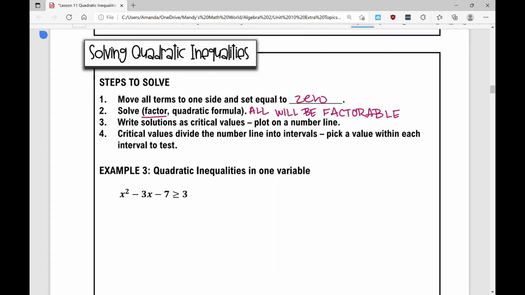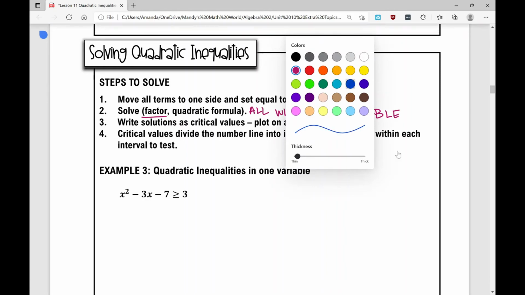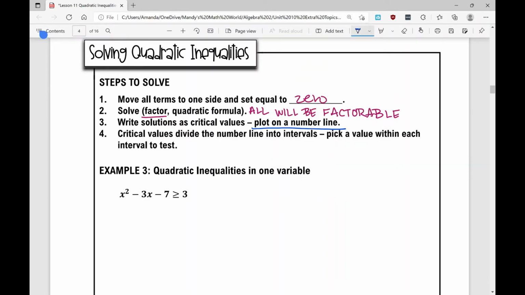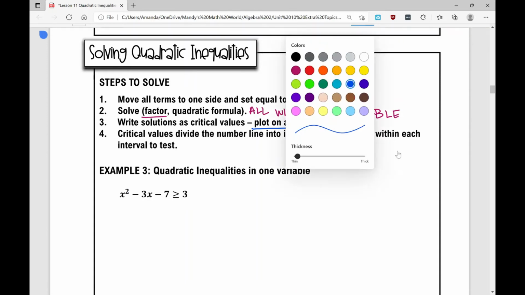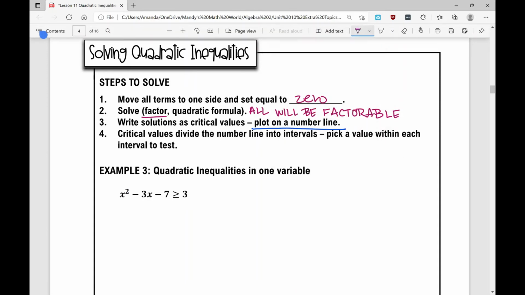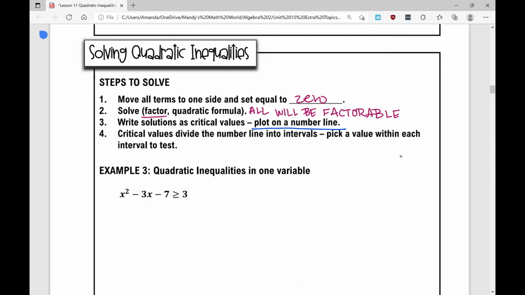Then you're going to write solutions as critical values. You're going to plot these on a number line. Those are your critical values. And those critical values will divide your number line into intervals. I'll show you what this looks like. You're going to pick a value within each interval to test, and then you're going to write your solution.